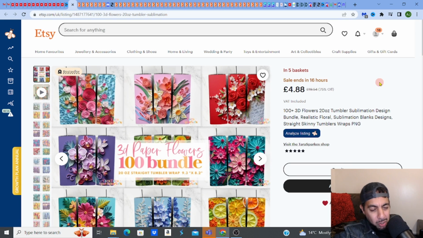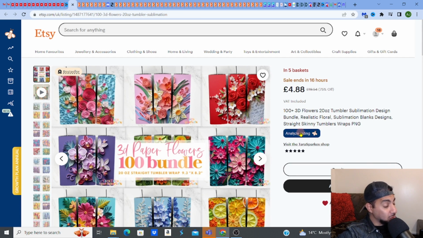They're so easy, it's unreal. Now, the first one on my list is Tumblr designs. I love creating Tumblr wraps. They're so easy to do. I love looking at them. I love creating them. And here you see you got a bundle of 100 beautiful 3D flower bundle Tumblr wraps for 20 ounce straight Tumblr wraps, which are sold on Etsy.